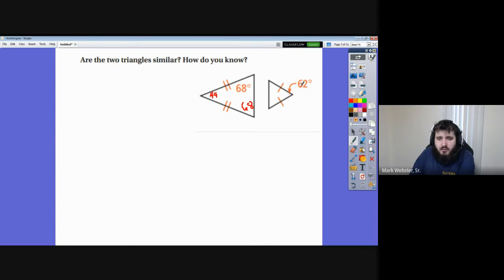Yeah, okay, so here's the thing. Already we can see there's a problem. This is 62 degrees. This is 44 degrees. How can these two triangles be the same? They can't. So are they similar? No.